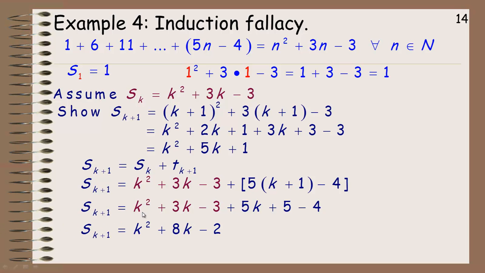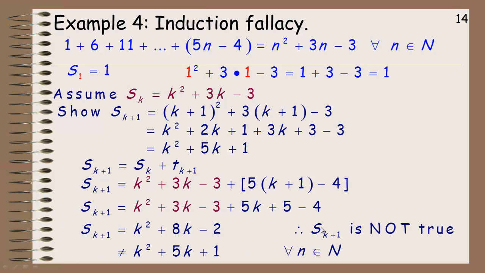And if we collect together the like terms, there's only one k squared term. 3k and 5k is 8k. Negative 3 plus 5 minus 4 is minus 2. But notice that this did not work out to equal this. The formula says that the k plus first sum should be k squared plus 5k plus 1, but I got k squared plus, and notice it's an 8k instead of a 5k, instead of a plus 1, it's minus 2. So that doesn't equal what the formula says it should equal.